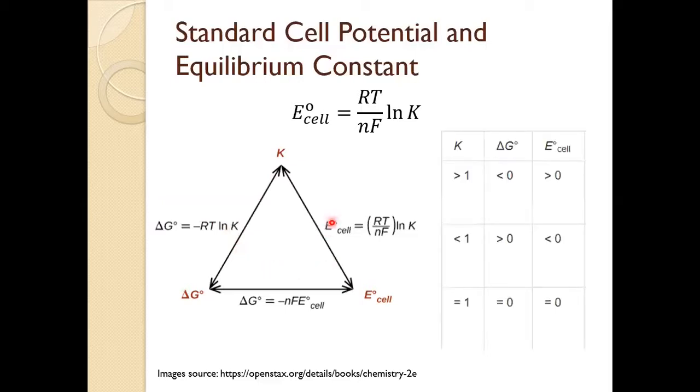Notice that just qualitatively, if K is greater than 1, it means at equilibrium you have more products than reactants. That means that the forward reaction is spontaneous, which would indicate that this forward reaction would have a negative delta G under standard conditions and a positive standard cell potential. The reverse would be true if K is less than 1. And if you're already at equilibrium under standard conditions, then K is equal to 1. If you're at equilibrium, delta G under standard conditions is equal to 0, and standard cell potential is also equal to 0.